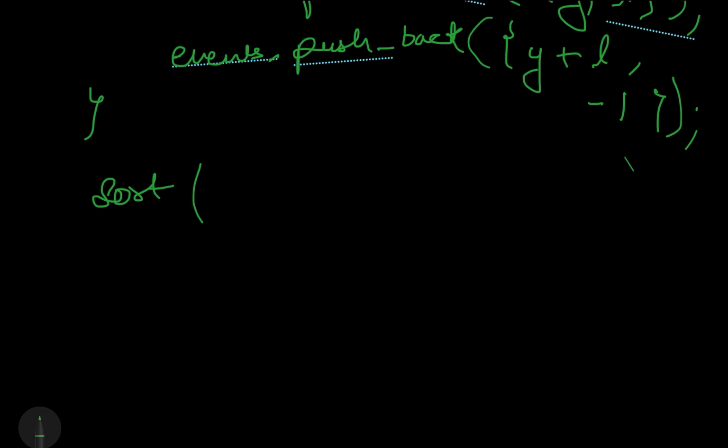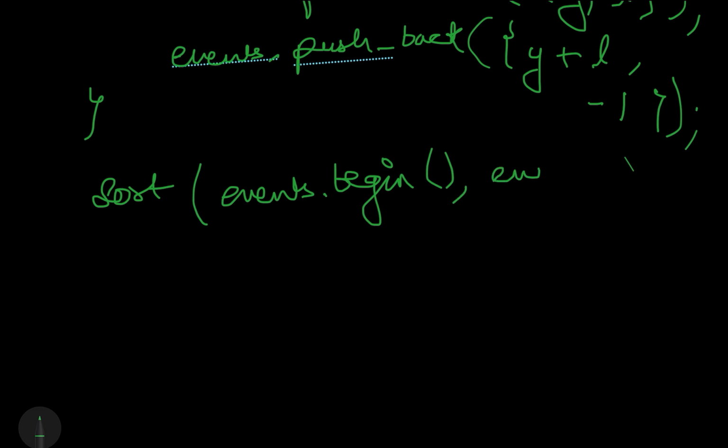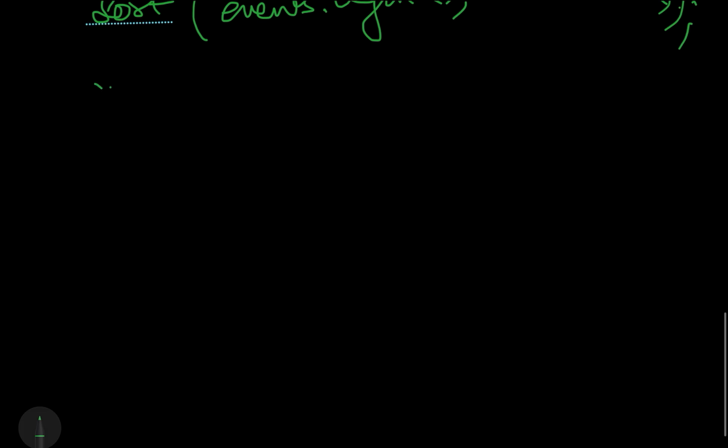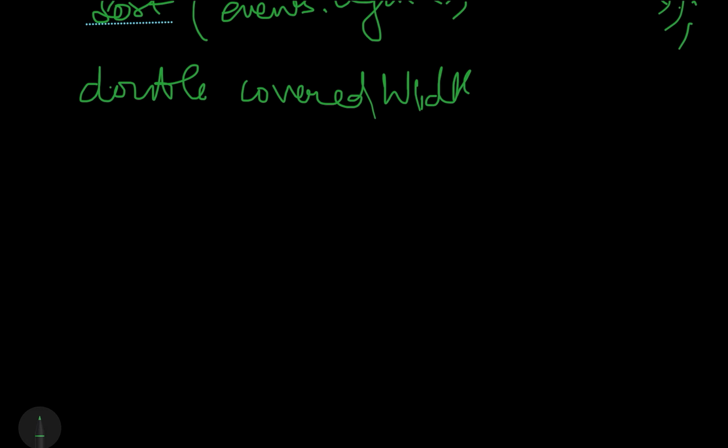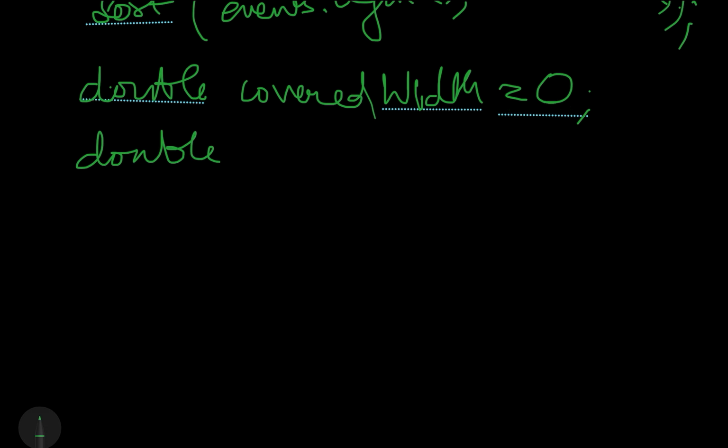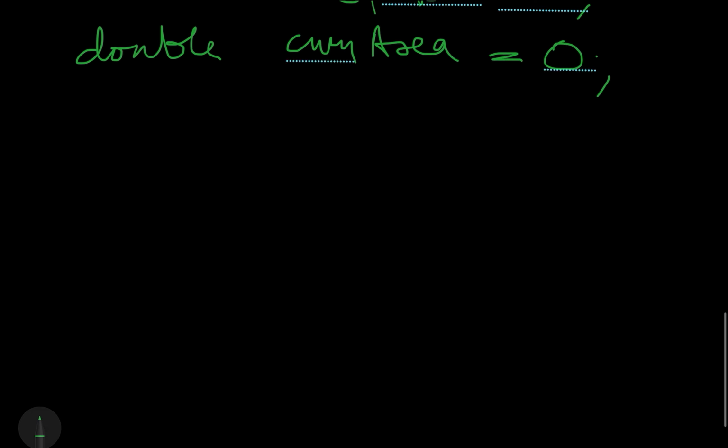Then what we'll do, we'll simply sort our events vector in order to apply binary search on it. Okay, now we'll take two variables which will define how much width we have already covered and our current area. Now we'll apply the binary search.